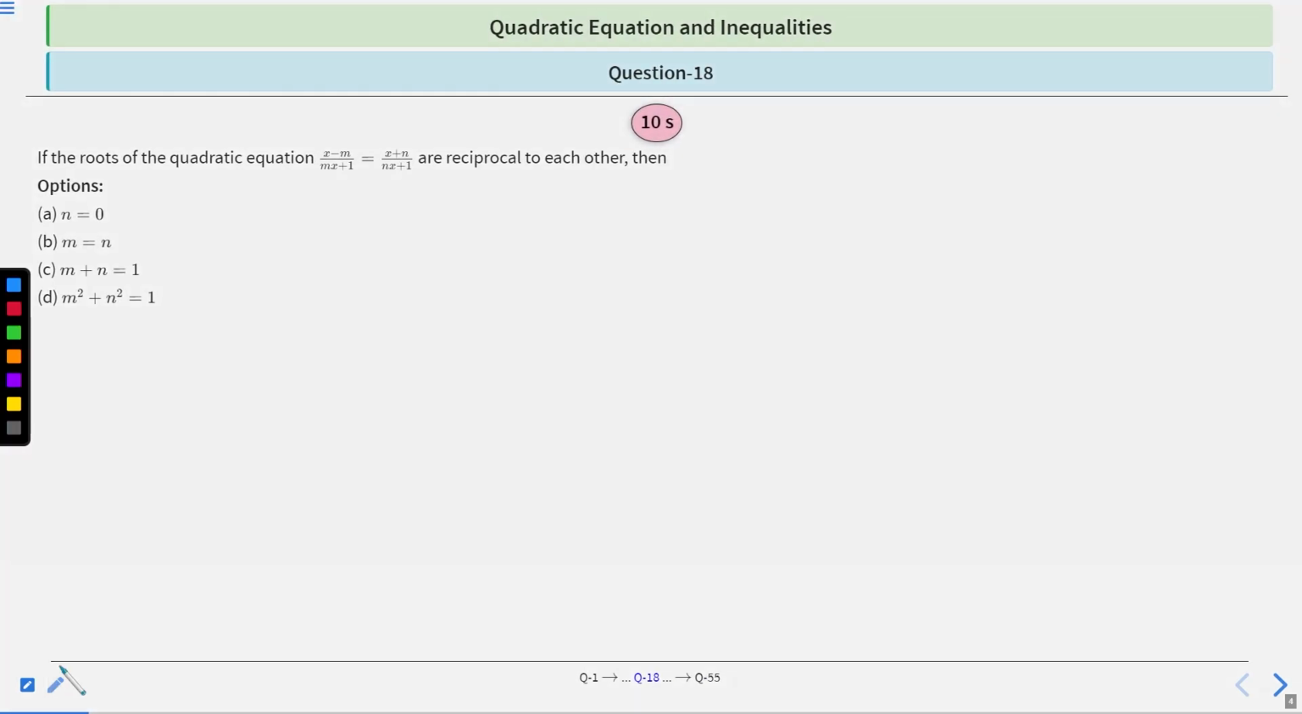Let's start with question number 18. If the roots of the quadratic equation (x minus m) upon (mx plus 1) is equal to (x plus n) upon (nx plus 1) are reciprocal to each other, then... So let's wait for 10 seconds. After that, we'll discuss the solution part.